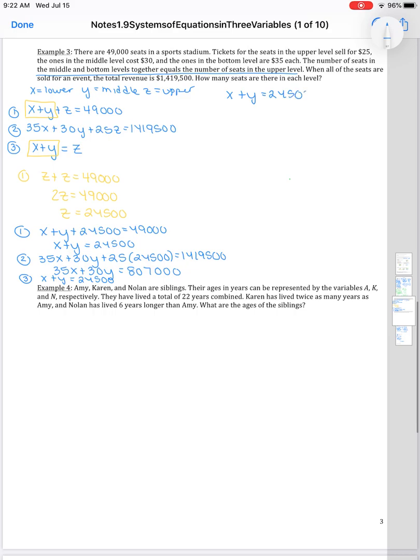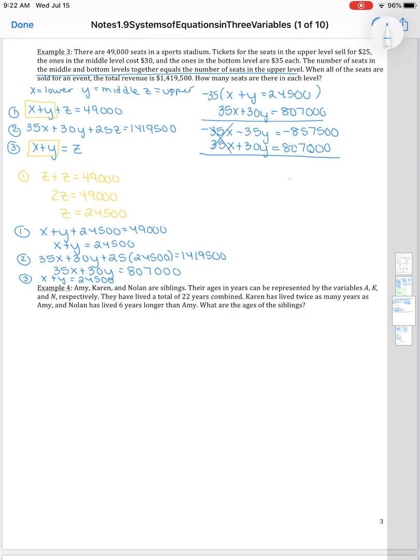Now I can either take 1 and 2 or I can take 2 and 3, but you can't take 1 and 3 because it's the same equation. So let's say I take 1 and then 2. Line them up: 35x, 30y equals 807, and 3 zeros, and I'm going to eliminate. So let's say I'm going to eliminate the x, so I get negative 35x minus 35y equals negative 857,500, and then the second one doesn't change. 87, 3 zeros.